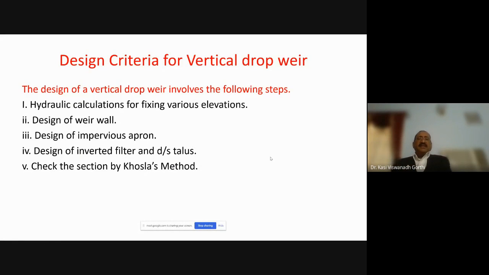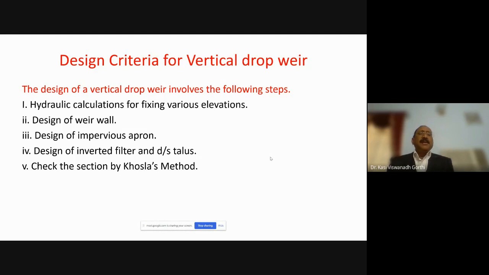So the design criteria for the vertical drop weir will have the following steps. First, calculate the various elevations, various levels like pond level, crest level, bed level, and those levels are to be arrived at. Then the weir wall is to be designed. The moment we say weir wall, not only arriving at the dimensions, the top width or the bottom width, we need to look at its safety also. So it should be safe against various forces which may be acting on the weir wall.